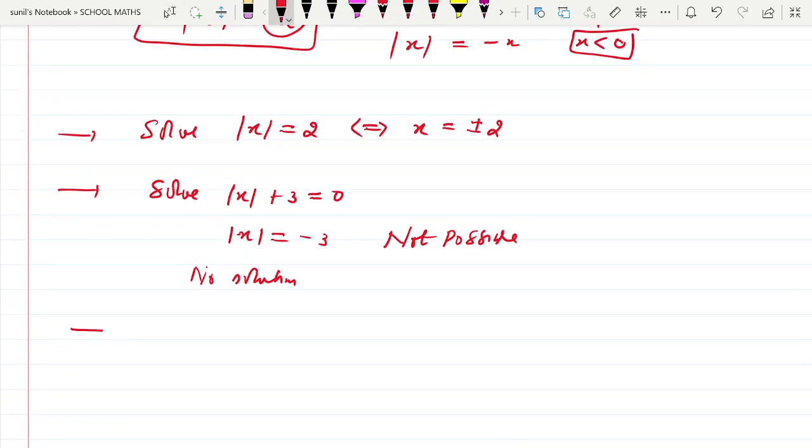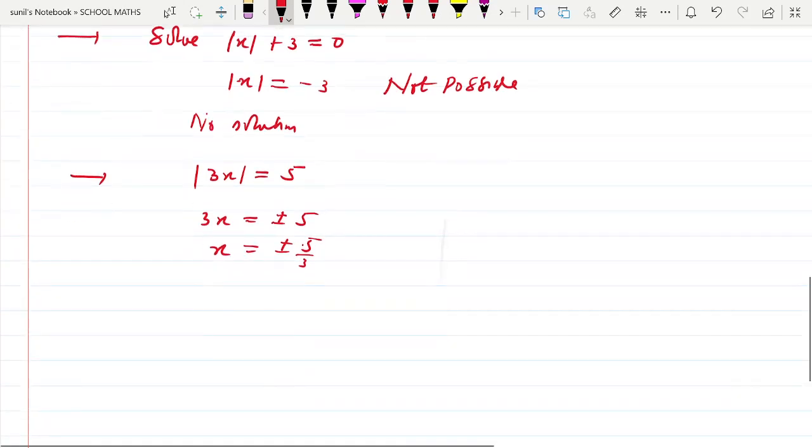Now again, suppose my question is mod 3x is equal to 5. So I will write 3x is plus minus 5, which means x is plus minus 5 over 3. So it is the simplest question, guys. You can easily solve that.